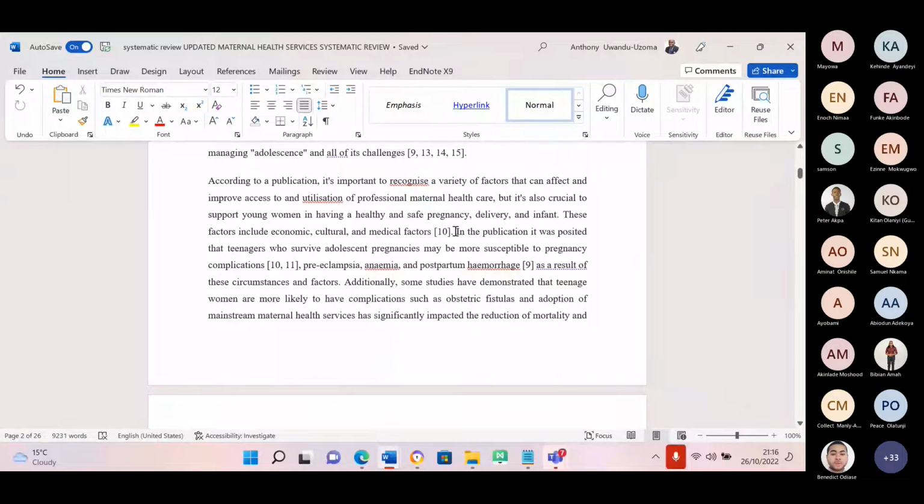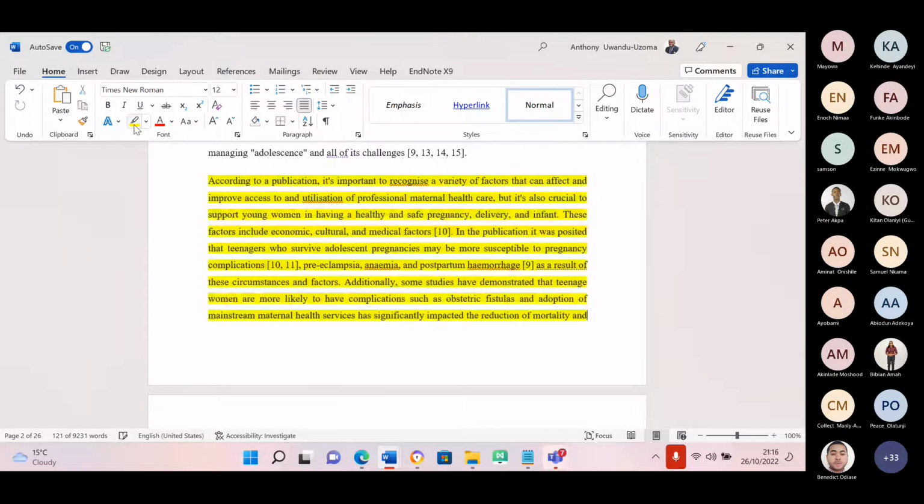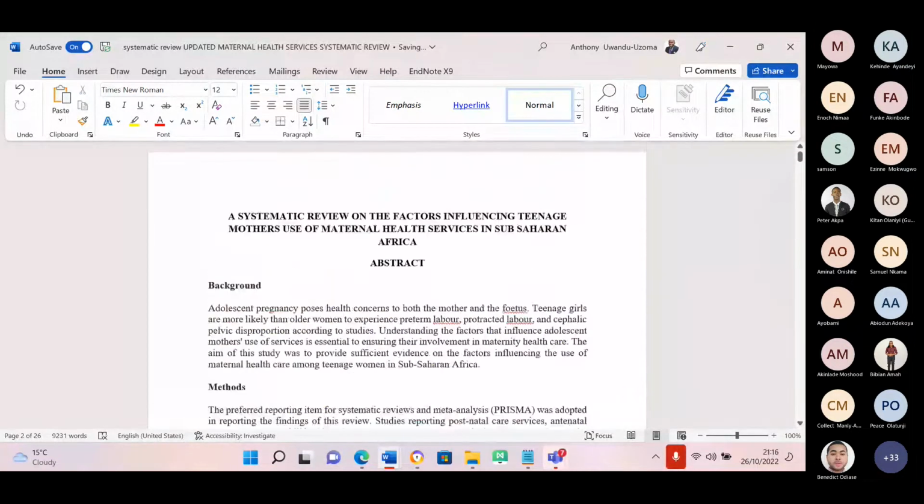Why is this study important? The study is on factors influencing teenage mothers' use of maternal health services. Your study is exactly similar to this one, just that you are not doing a pure systematic review because of time. So, factors affecting, influencing, consequences. Study population: mothers. What type of mothers? Teenage mothers, not every mother. I want teenage mothers.